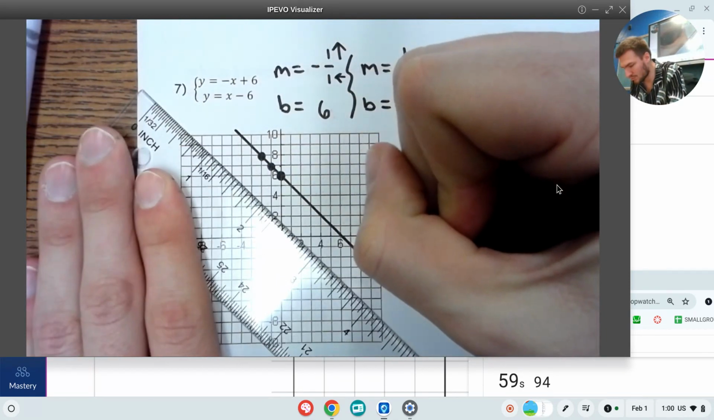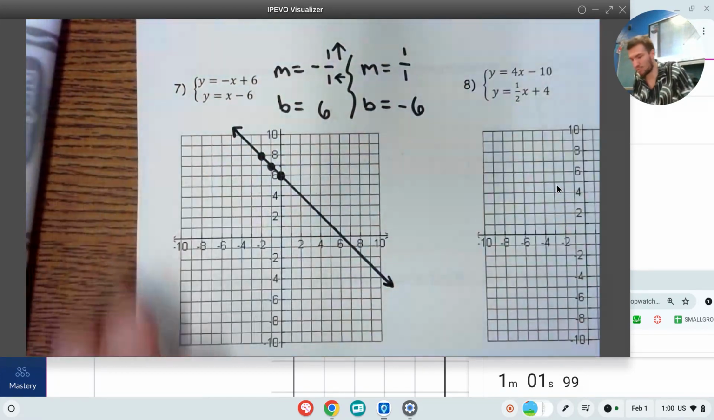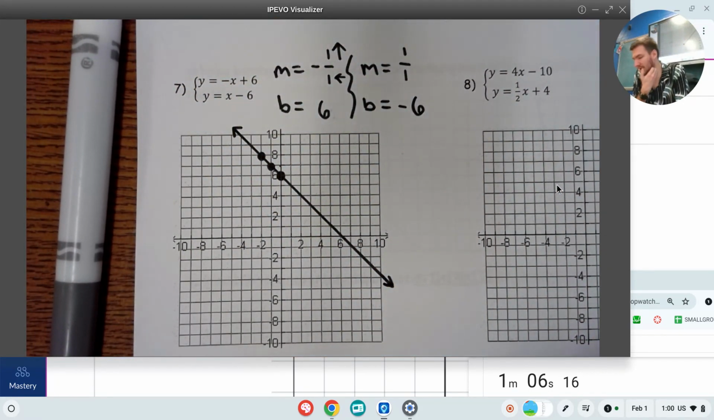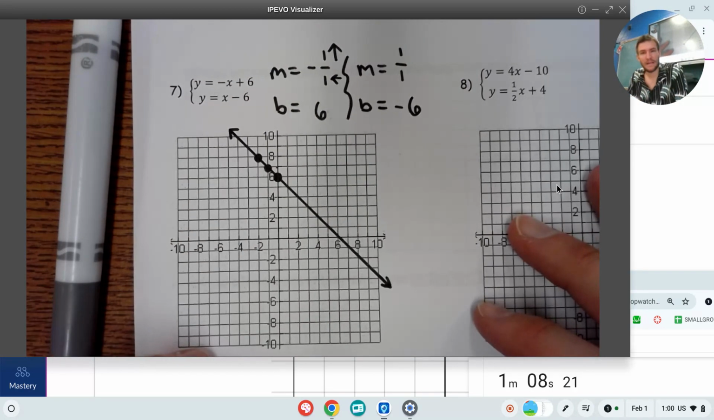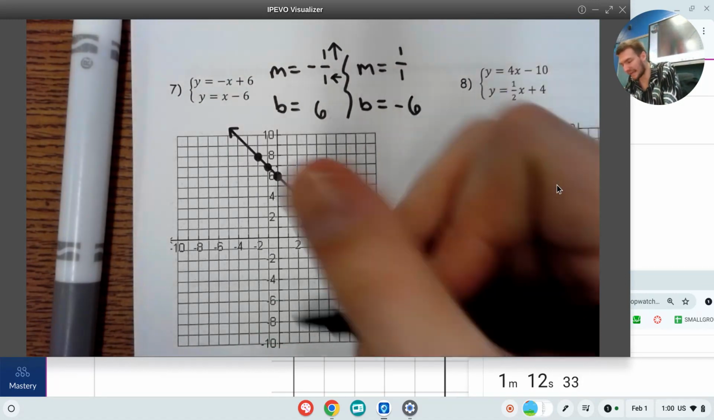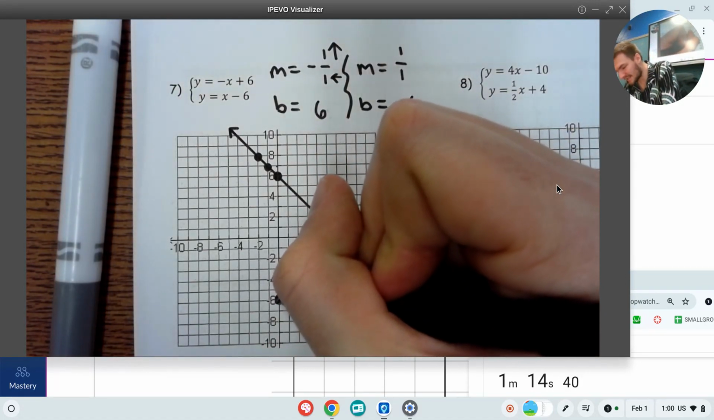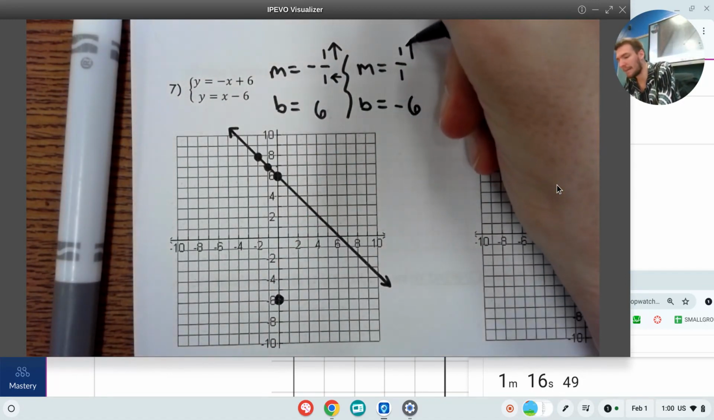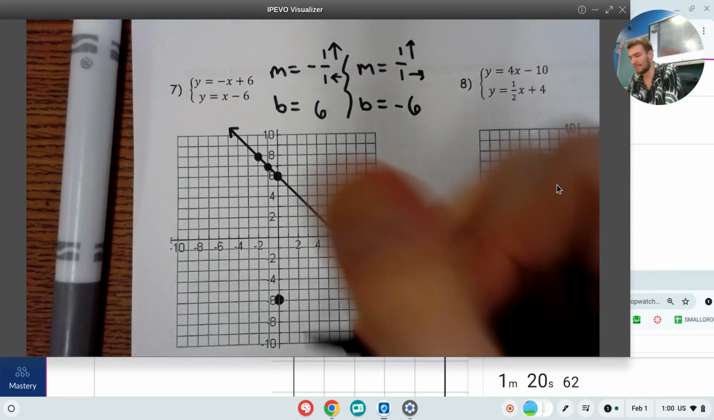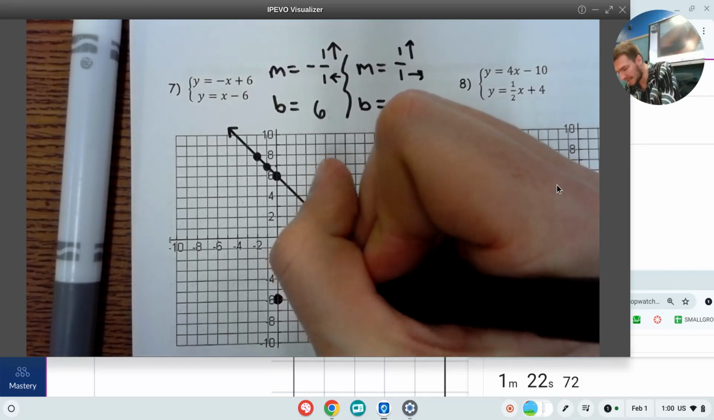I think I have an idea about what number 8 might be. Ooh. I think that result might be 1. Let's hold on to it just a little bit. Now let's move on to the second line. It's going to be negative 6. And this time it's going to be up and right because it's a positive 1. So I'm going to go up 1, right 1, up 1, right 1.